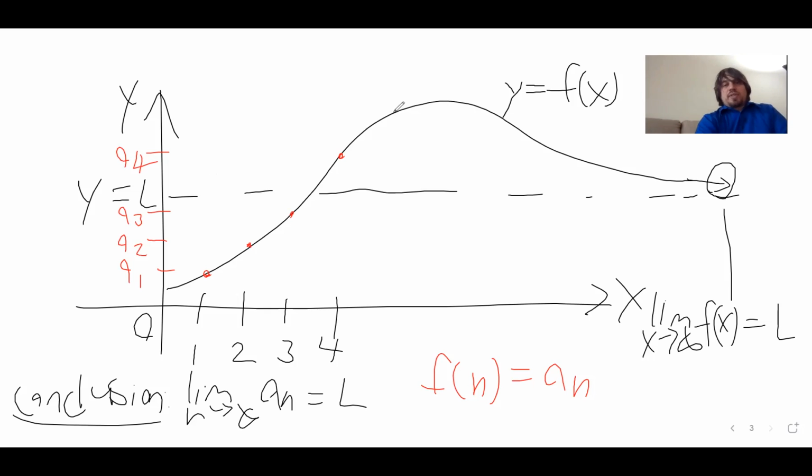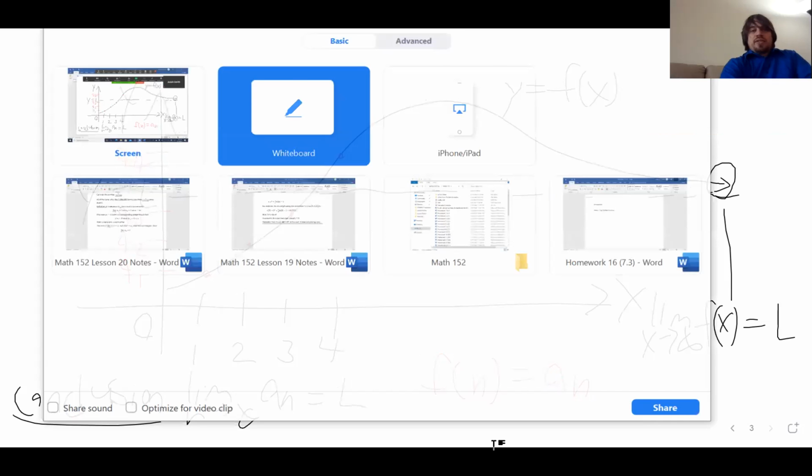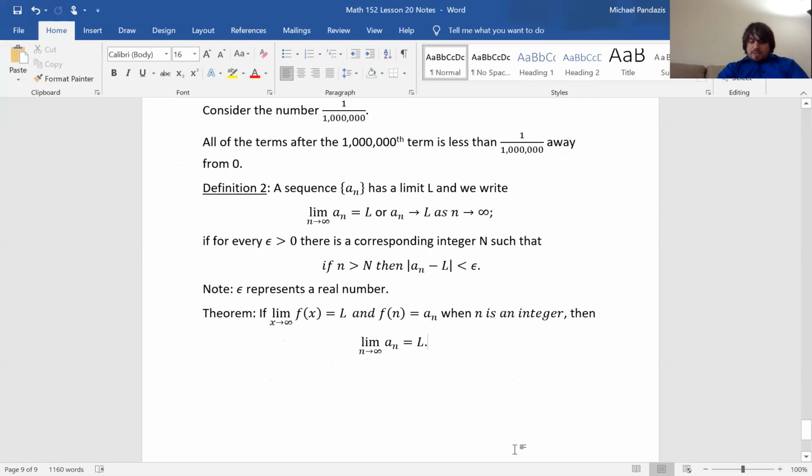And so if you're taking terms of the sequence as being heights of this function, then since the graph is approaching the height L as x approaches infinity, a sub n is also going to approach L as n approaches infinity. Okay, that's the theorem I just wrote down on Word. And so when you see the picture, it makes complete sense, right?